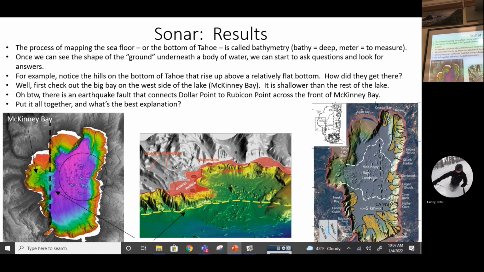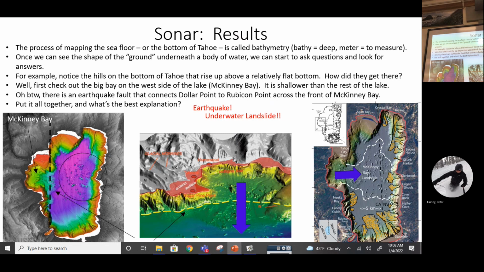We think that there was a big earthquake on that fault line, and it caused an underwater landslide from McKinney Bay. And those mountains that we see over here are debris from that landslide. And these are like a mile in size, maybe 500 feet tall. So we think that these hills were once up here, and then an earthquake caused this whole side of the lake to collapse. So first an earthquake, then an underwater landslide.